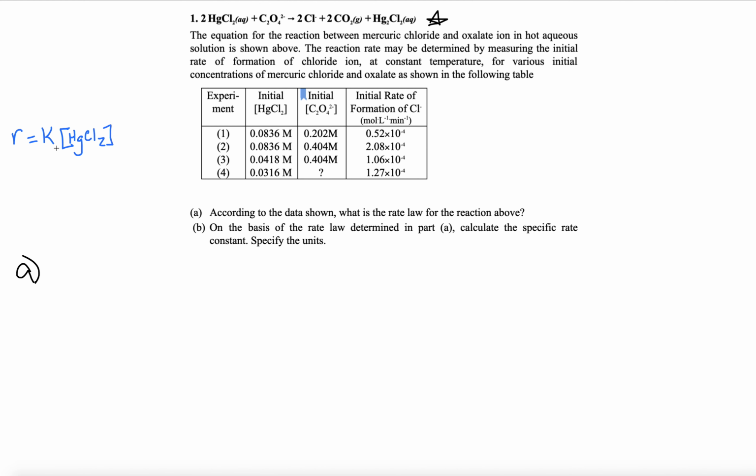and that's going to be raised to M, and I'll talk about what M is in 1 second, times the concentration of the second reactant, C2O4 2 minus, and that's going to be raised to the nth power. If you had a third one, it would be raised to the L power, but we only have 2 reactants in this case, so we just need to focus on M and N.